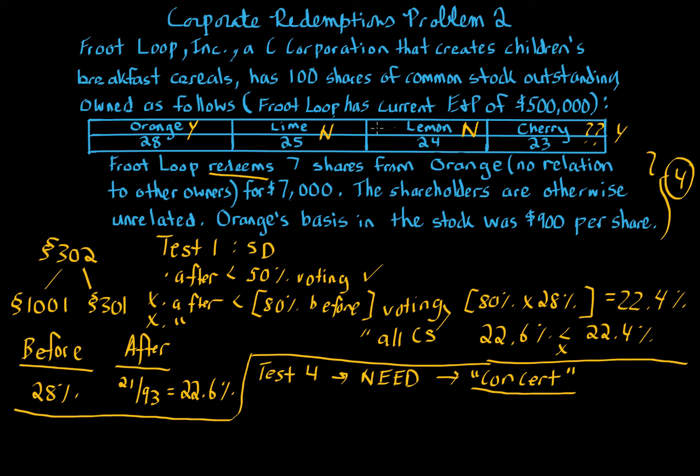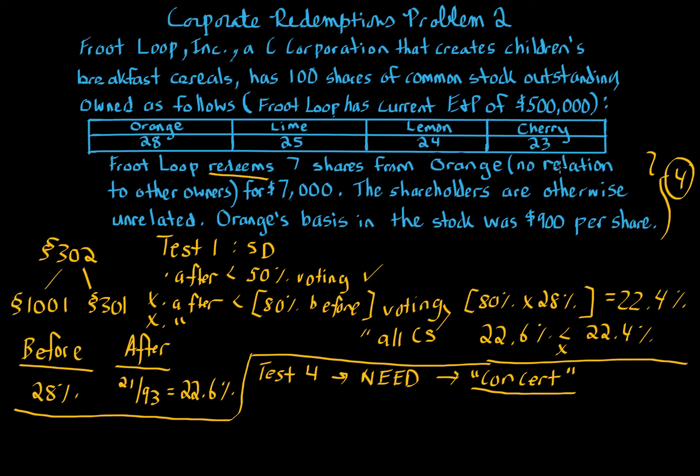But for Cherry, Lemon, and Lime, they'd have to get together if they didn't have Orange's ability, because look at any other person. Lime plus Lemon is 49. Lime plus Cherry is 48. Lemon plus Lime is 49. Lemon plus Cherry is 47. Cherry plus Lime is 48. Cherry plus Lemon is 47. So they don't have that ability that Orange has to team up with just one person to get control, right? Orange, 28 plus 25 is 53. Orange plus Lemon is 52. Orange plus Cherry, 51. So all that Orange needs is just one person. The other people don't have that.